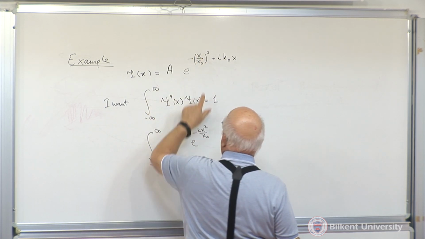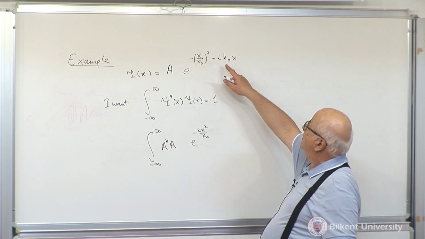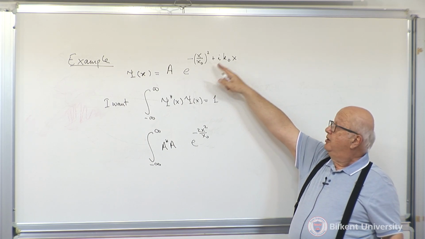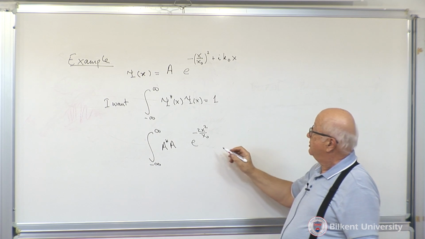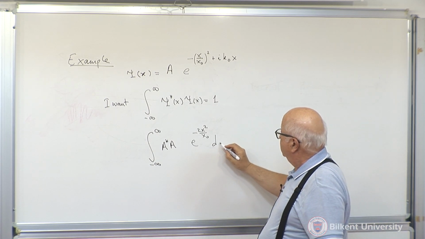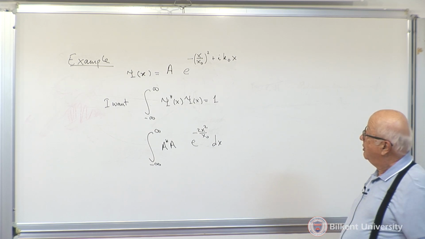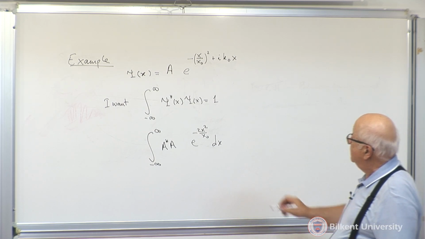This piece here, of course, will be multiplied by 2, but the complex conjugate of this has a minus sign here. Okay? So the phase just disappears. So this is not going to depend on x. Yes, 2x squared over x0 squared.